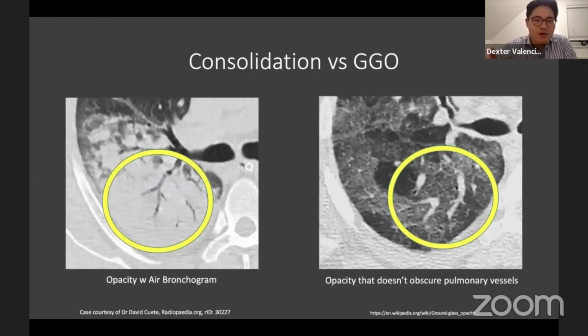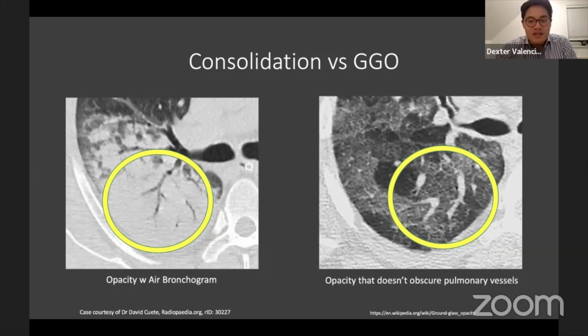I mentioned something about ground glass opacities before. What is ground glass? You may have heard of it, but no one's actually really explained. So let's think about consolidation. We know that consolidation is an opacity with an air bronchogram. That is consolidation. That's fluid in the alveoli. When you have ground glass opacity, what you have is, again, an opacity, but it's not as intense. It's quite hazy.